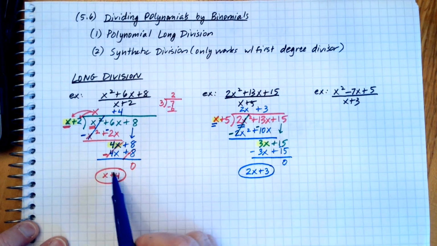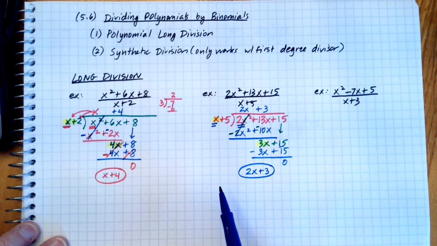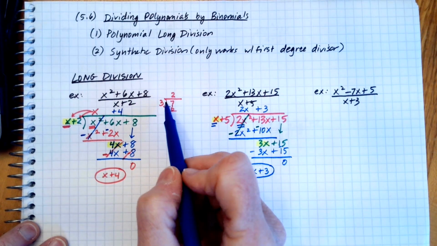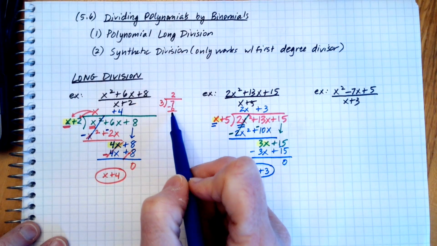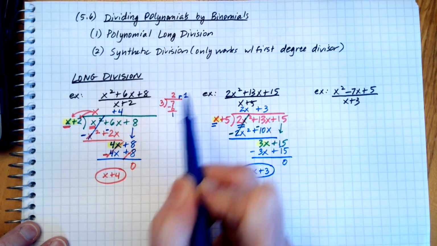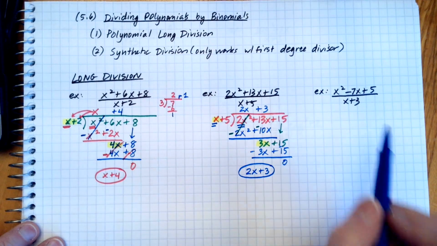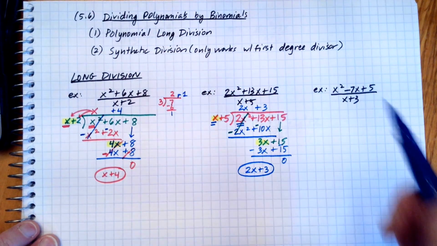Okay? Now these two both went in evenly with no remainder. Remember when you were a kid and you were dividing 3 into 7, you get 2. 2 times 3 is 6. You get a remainder of 1. Sometimes you get a remainder with these too. I have a feeling this one will have a remainder.